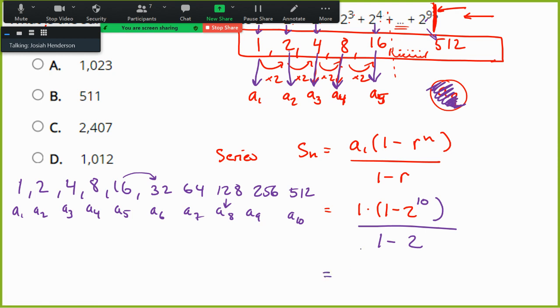Let's finish this problem. In the parentheses, 2 to the 10th power. We've already done it. 2 to the 10th power is 1024. 1 minus 1024. On the outside, it's just times 1. So usually it's another number, and we would want to keep it there. But I'm going to actually not even write it because it's just times 1. On the bottom, 1 minus 2 is negative 1. Okay, 1 minus 1024 is negative 1023.